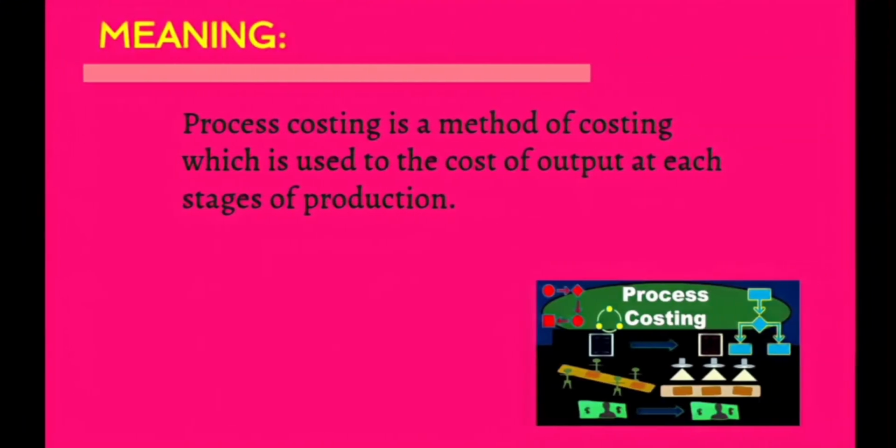Let's see what is the meaning of process costing. Process costing is a method of costing which is used to find the cost of output at each stage of production. This is called process costing.